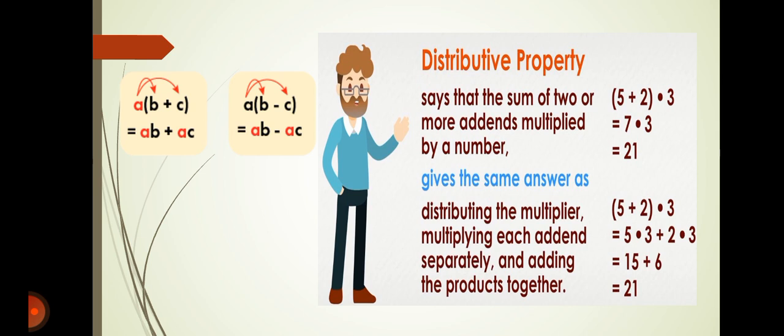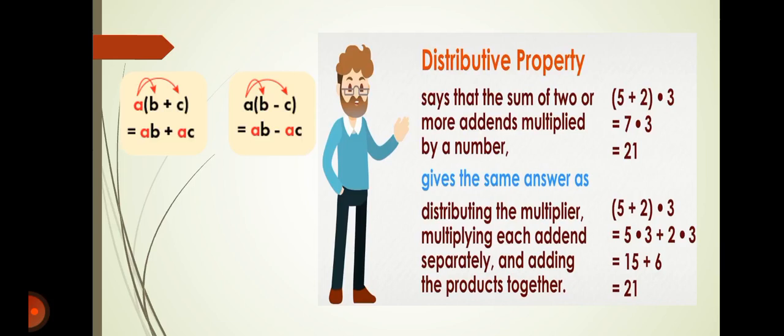It says that if A, B and C are three numbers given to you, B plus C are added, they are in the brackets, and they are multiplied with A. So if we open the bracket, we get A times B plus A times C. So this is nothing but the distributive property, which says that the sum of two or more addends. Over here, what are addends? B and C are addends because they are added together. They are multiplied by a number, that is A.